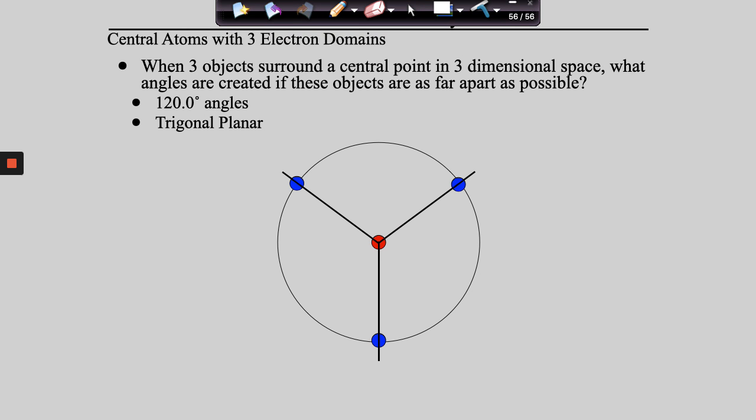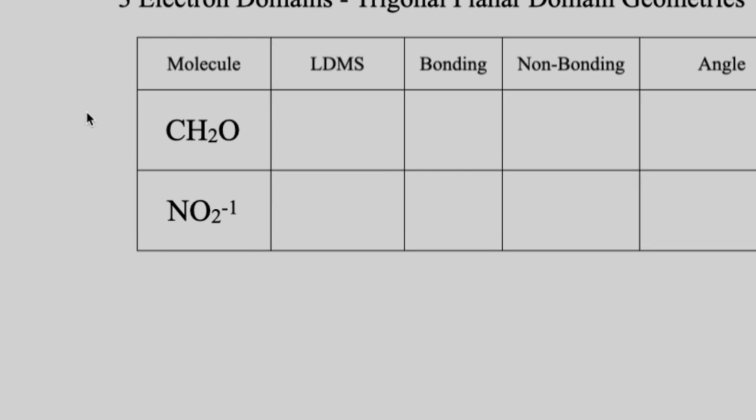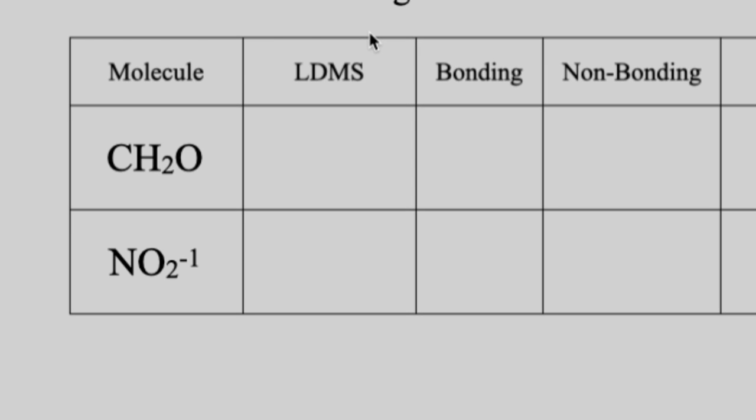Okay, so same game as before. Let's now look at some molecules that have 3 electron domains and therefore trigonal planar domain geometries. These are the 2 molecules that we're going to look at. Let me zoom into these for you. We're going to look at CH2O and NO2 minus 1. Again, these are molecules that I've lifted straight out of your homework. So let me just give them to you.